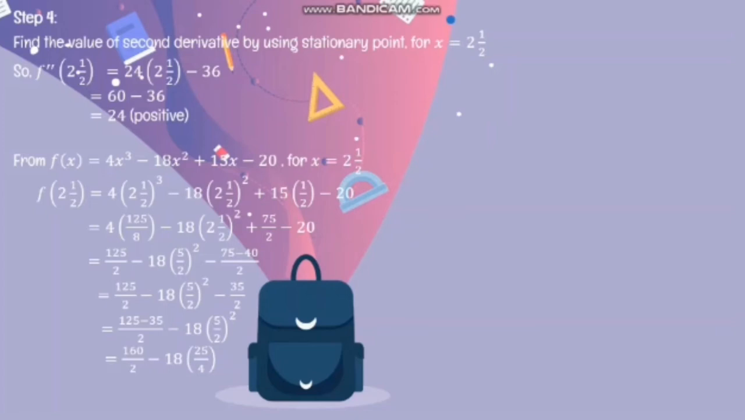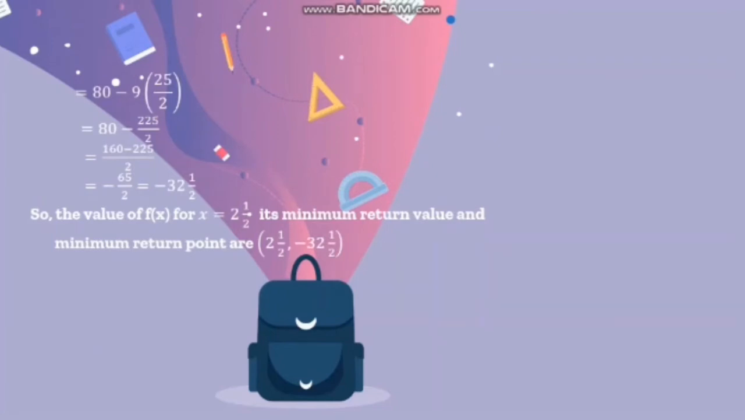160 per 2 minus 18 multiplying 25 per 4 equal to 80 minus 9 multiplying 25 per 2 equal to 160 minus 225 per 2 equal to minus 65 per 2 equal to minus 32 and a half.